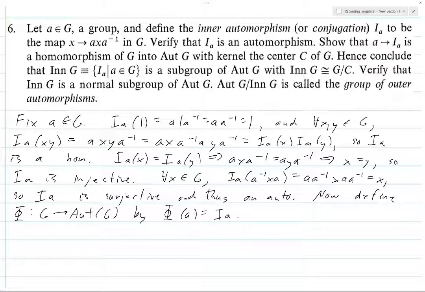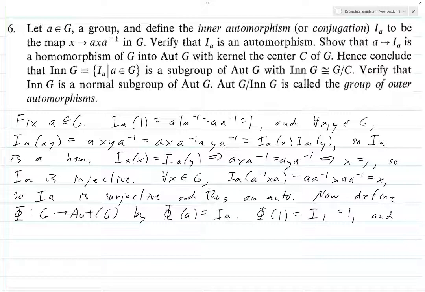What do we want to do? We want to prove that this is a homomorphism. So let's see here. Phi of 1 is I1, and this is clearly the identity map, because it's going to send the element x to 1x1 inverse, which is just x, and so this is the identity. I'm just going to call that 1, where 1 is understood as the 1 not in G but in Aut G.